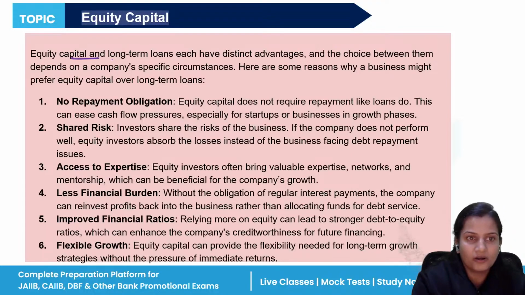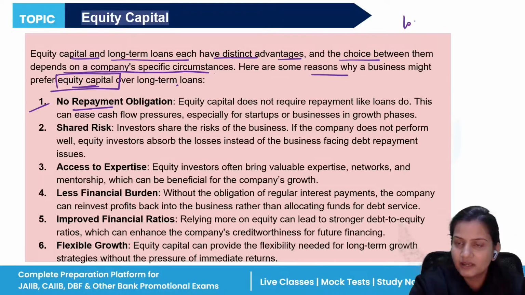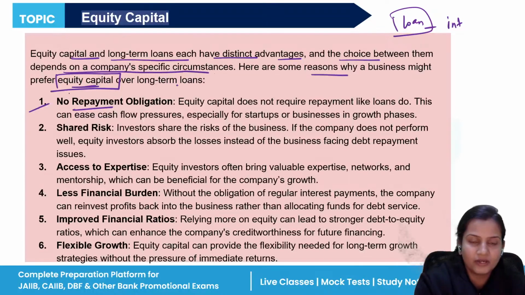Equity capital or long-term loans each have a distinctive advantage, and the choice between them depends on a company's specific circumstances. Why will a business prefer equity capital over long-term loans? Why do we prefer equity capital over loans? Because in equity capital you don't have to pay any kind of obligation. If you are taking the help of a loan, then you have to pay interest. But with equity capital, you don't have to pay interest on a regular basis. There is no obligation to repay interest.